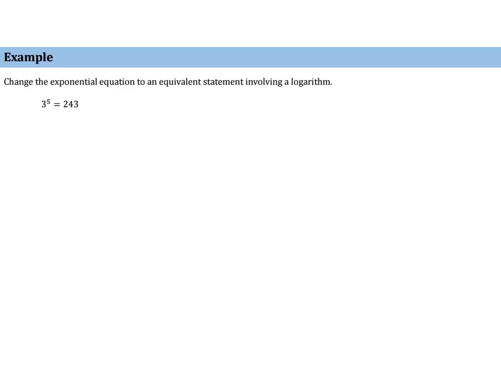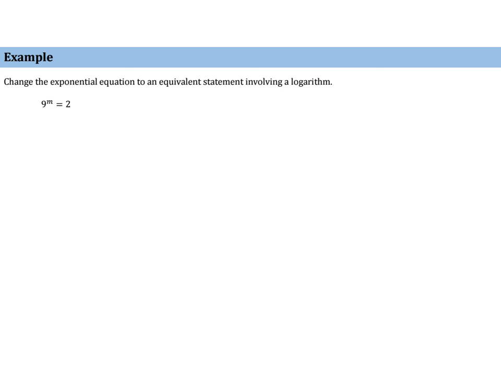So let's take a look at an exponential equation and rewrite it as a logarithm. So log, what will be the base? The base is the same as the base of the exponent, so log base 3 of something equals something. Well, remember that the base and the exponent get separated by the logarithm, so the exponent should go over here. So log base 3 of 243 equals 5.